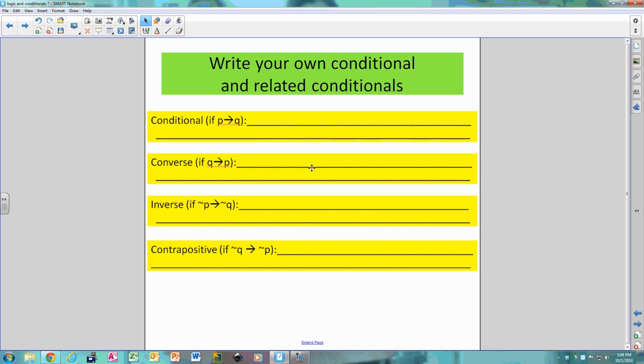And then the next thing, make sure you come to class prepared. Write your own conditionals, your own converse, inverse, and contrapositive. So come up with an if-then statement, write it in reverse, write it with squigglies, write it backwards with squigglies. So I'm going to call on you and I'm going to ask you to read your conditional statements. And I will see you guys next time.